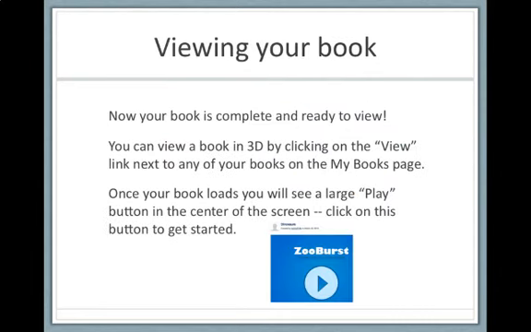Now your book is complete and ready to view. You can view a book in 3D by clicking on the View link next to any of your books on the My Books page. Once your book loads, you will see a large Play button in the center of the screen. Click on this button to get started.